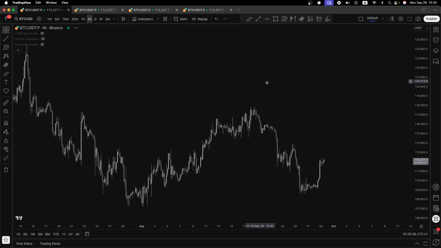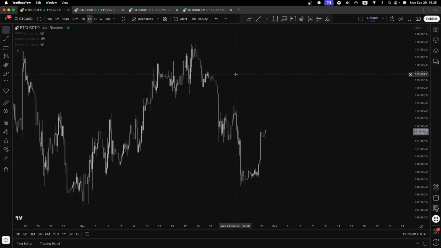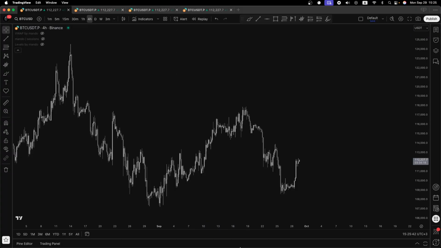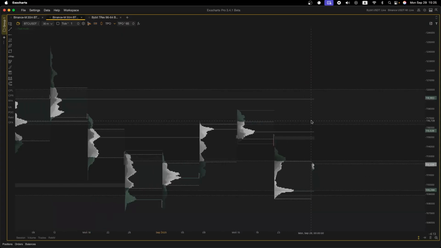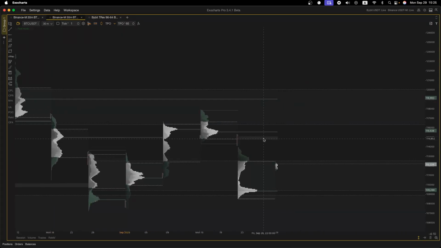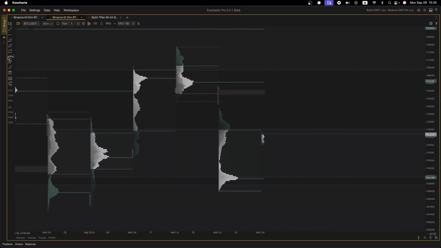Let's go into 4-hour chart. Actually, nothing to add. So let's move forward into market profile. Starting off with the weekly, we are trading within a prior 2-week composite, right? If we zoom into here, we're trading within 112.5 to 109.5, right? So this area will remain our range until it breaks.